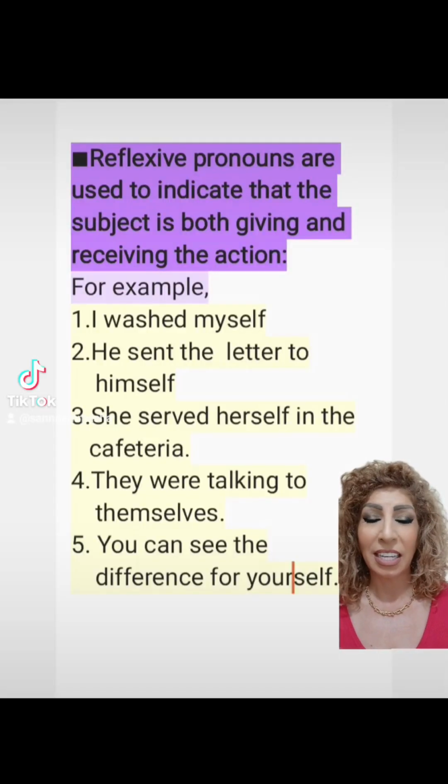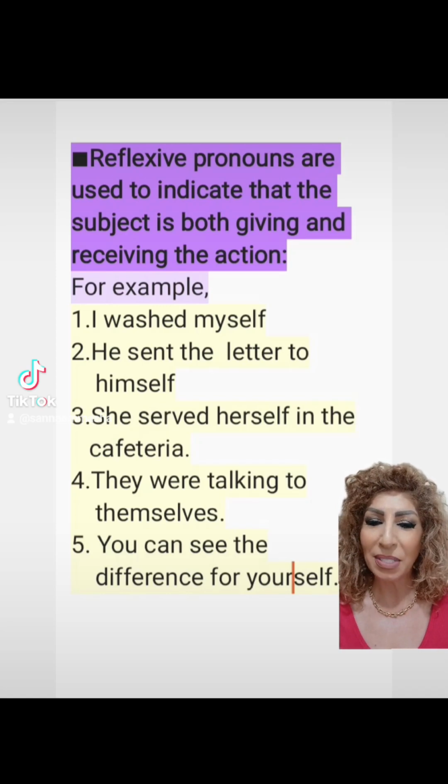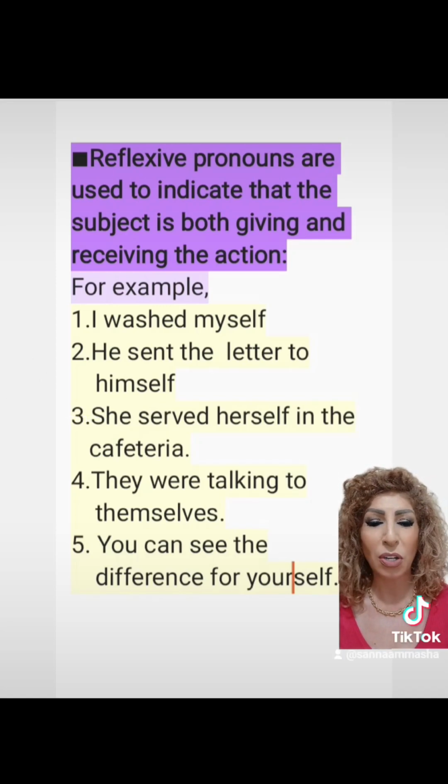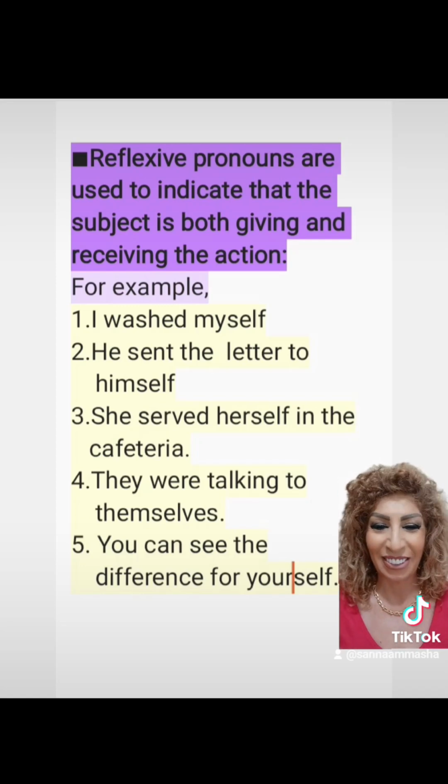As you notice here, in the first case, reflexive pronouns are used to indicate that the subject is both giving and receiving the action. For example, we could say, I wash myself. Notice how myself is used in the place of the object, and the doer of the action is the same as the receiver of the action. The person who washed himself, he washed himself by himself and he washed himself, right?